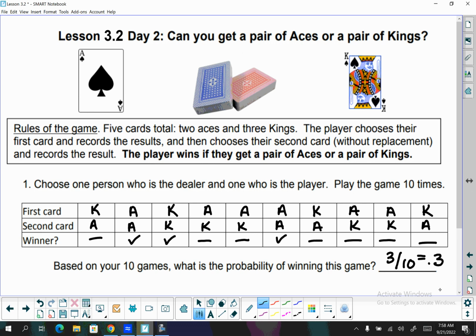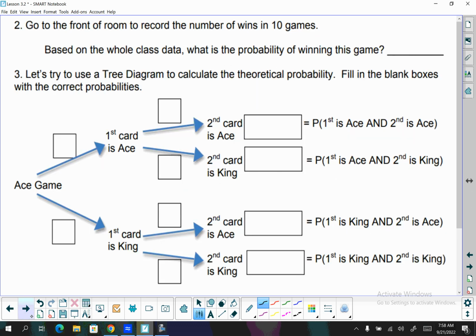All right, so we got our class data on the board. Based on our class data, what's the probability of winning? So let's add all those up. Careful with this, as we know. So, okay. 3, 2, 2, 1. That's a 3 at the end there. 3, 2, 4, 4, 4, 1, 7, 4, 7.